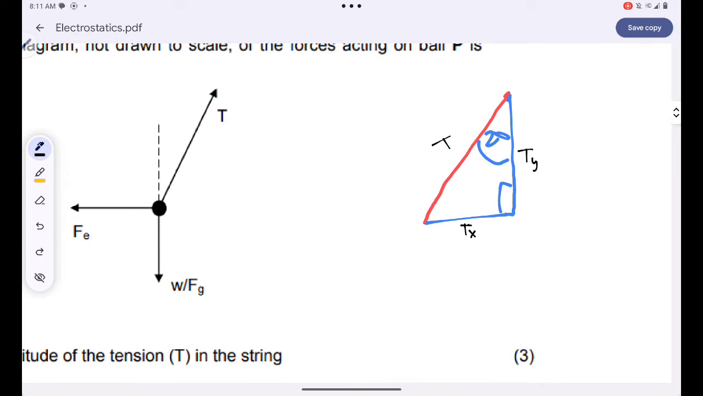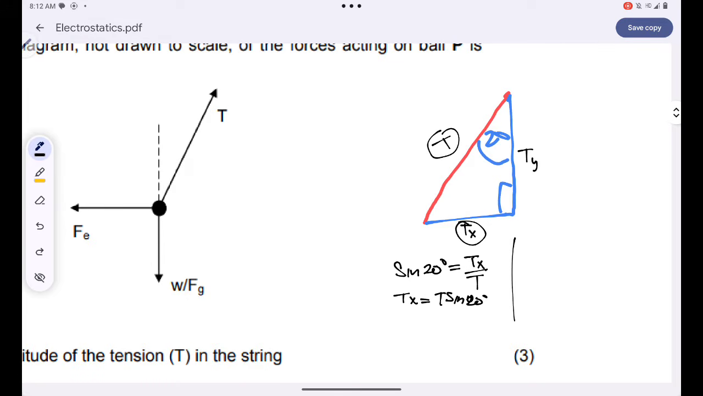I want to find the horizontal component. Are you together? My horizontal component is opposite to the given angle over there. And there's only one trig ratio which links both the opposite and the hypotenuse. There's only one. So I know that sine of 20 degrees is equal to opposite over hypotenuse. That means my horizontal component will be T sine 20 degrees.